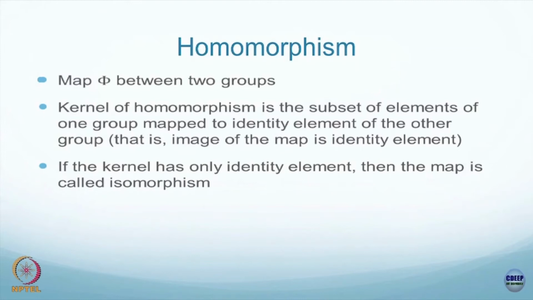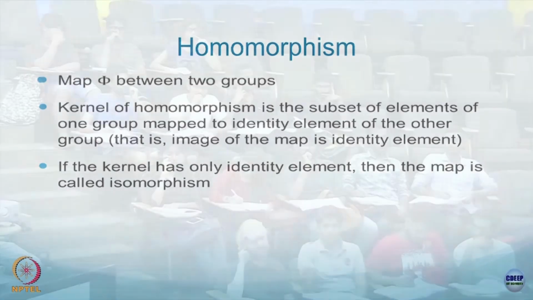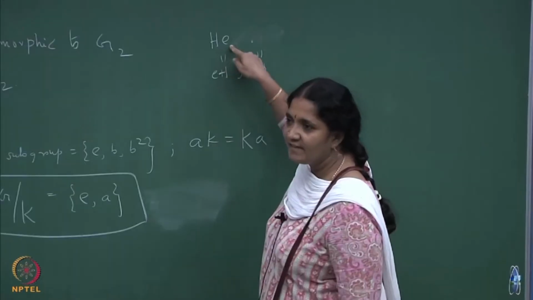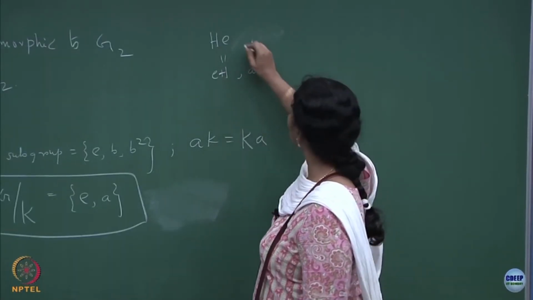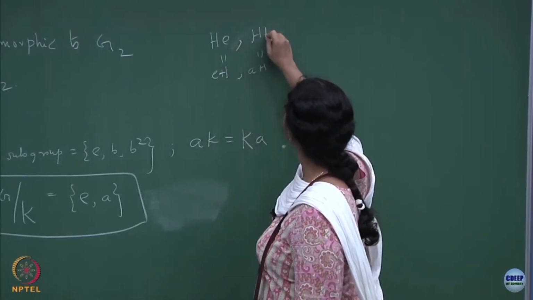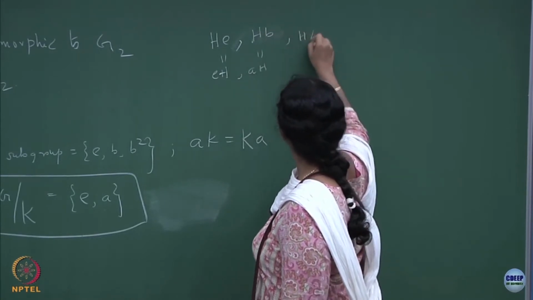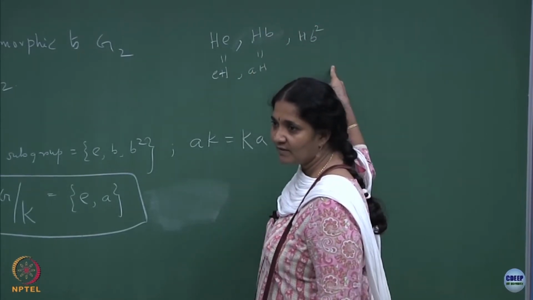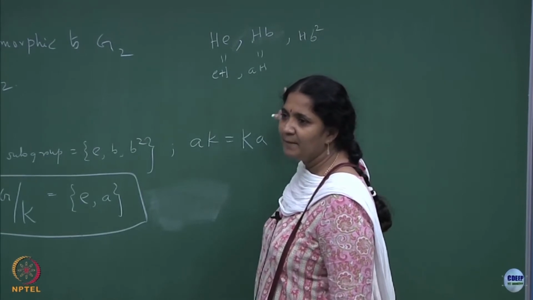So, what I have put in here is a subset of elements of one group mapped to an identity element of the other. This is what we call the image of the map is the identity element. Yeah, I agree with you. Sorry, what I wrote here is... yeah. So, what you are saying is that the H itself is EA, that is correct. So, there will be 3. So, then my argument is not right. Thank you. This is what you are saying. And HB, is it the same as BH is the question.